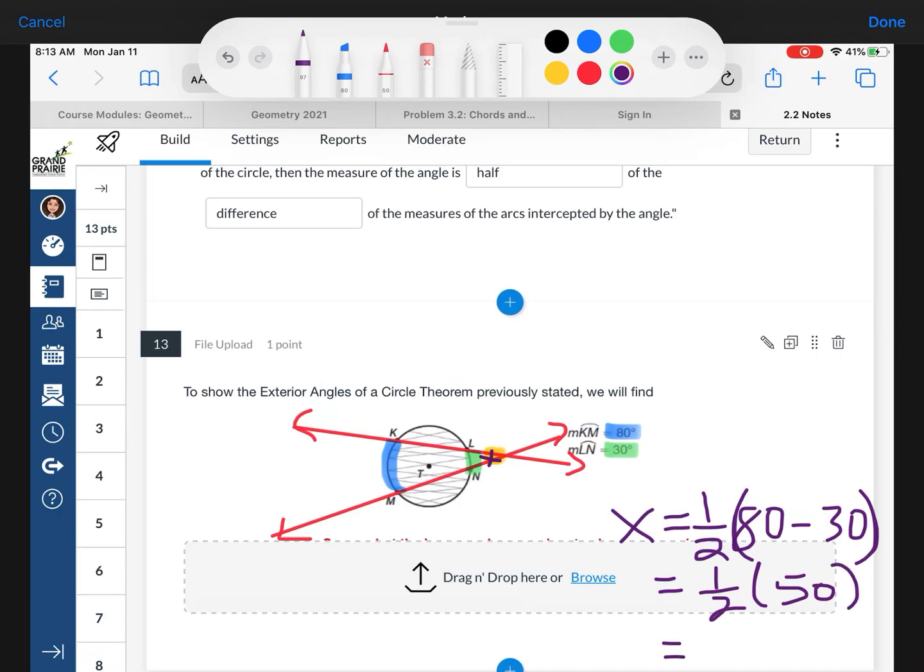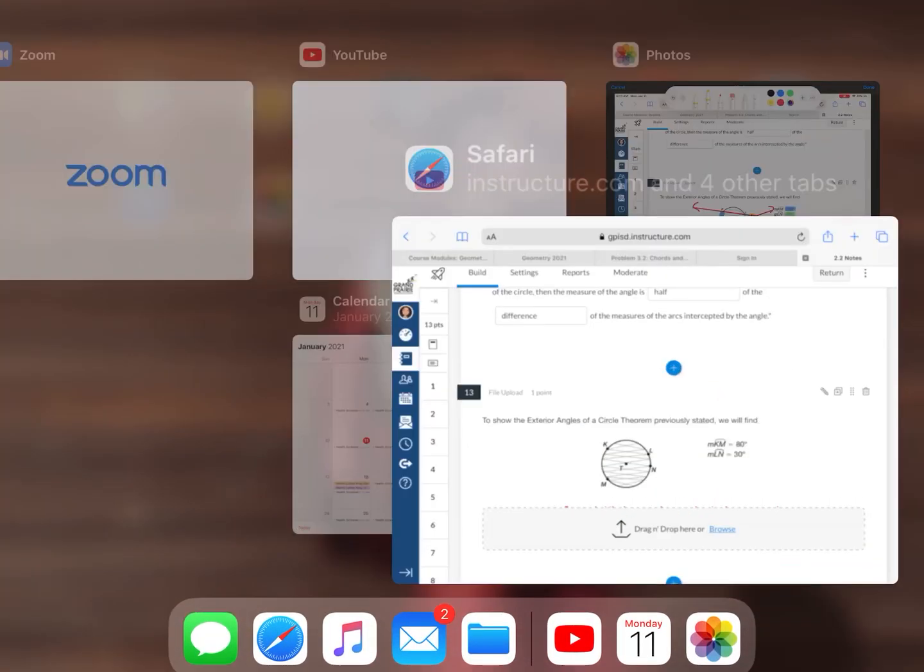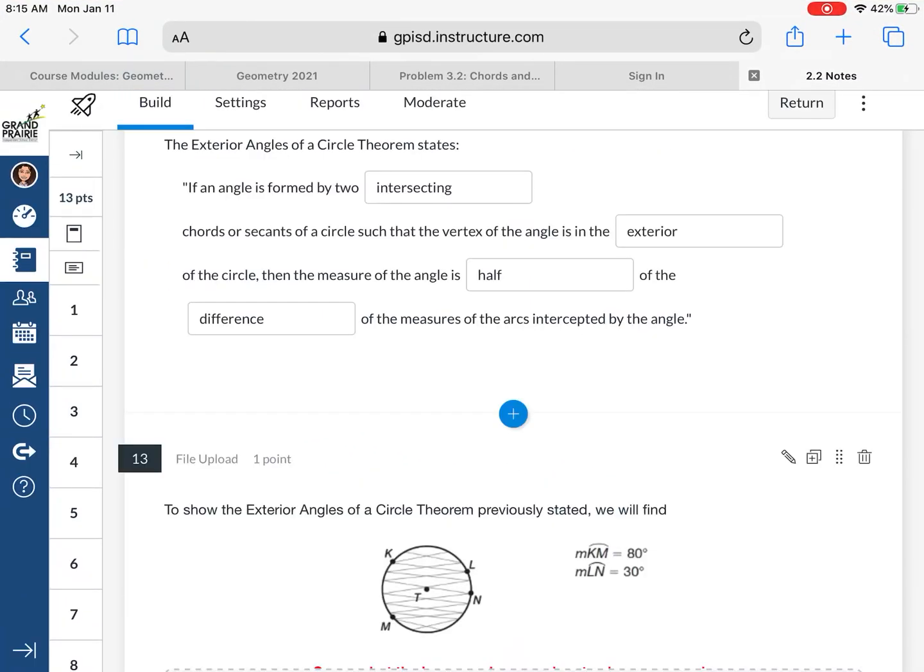So what is 80 minus 30? That's 50. And which gives me 25. So the exterior angle here is 25, okay? So go ahead and upload a picture that looks like this into your Canvas. And I hope that was helpful, and I'll see you in the next video.